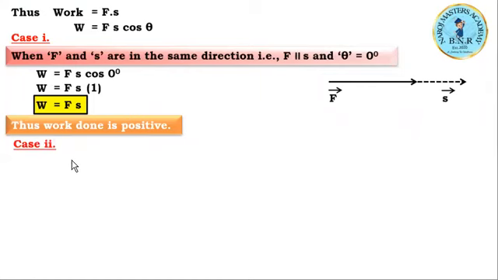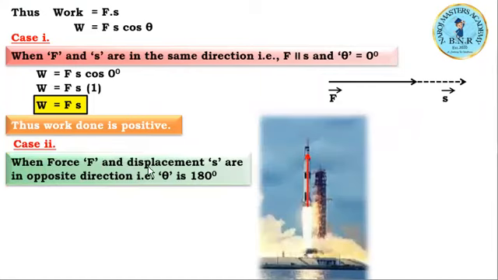Case 2. When force F and displacement S are in opposite directions. In the same direction, that is positive; in the opposite direction, that is negative. Theta is 180 degrees. Here you can see the launching of a rocket. The thrust force applied is downward and the object is moving upward. Displacement is upward and force is downward, according to Newton's third law. You can see here the angle is 180 degrees.